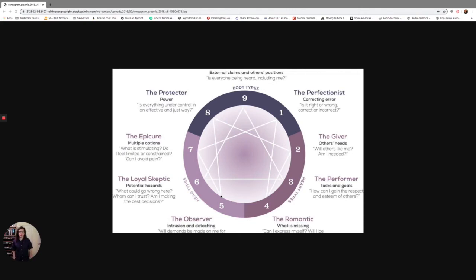Now the final thing I'm going to touch briefly on is the subtypes. So each of the 9 types has 3 ways of showing up. And that's the sexual subtype, the social subtype, and the self-preservation subtype. Basically, these tell us what matters to us, what's important, and that changes a lot about the way we act.